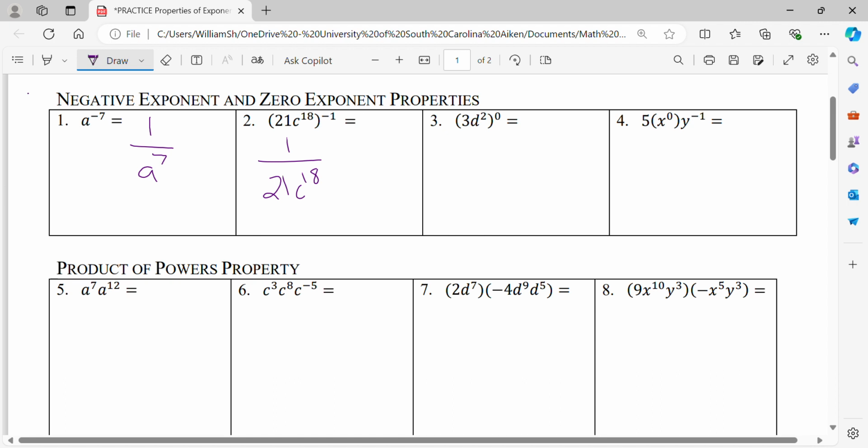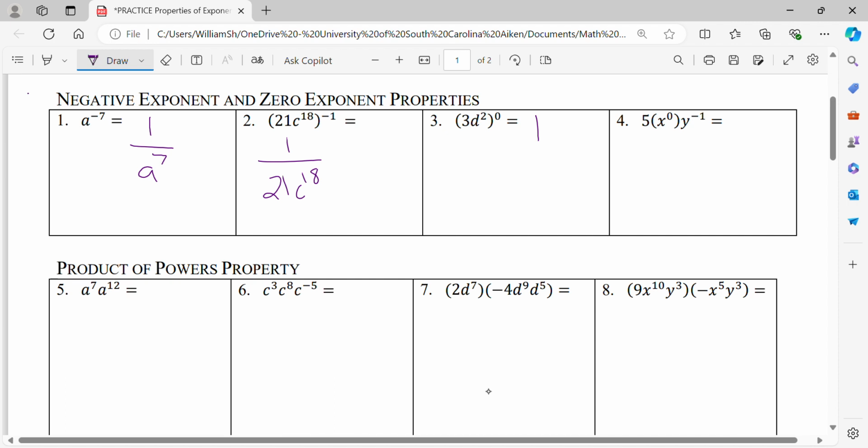Now step 3 plays on that 0 exponent property. Anything raised to the 0 is, this is where you say 1. So 3d squared, all raised to the 0 power, should just be 1. Because anything raised to the 0 is 1.